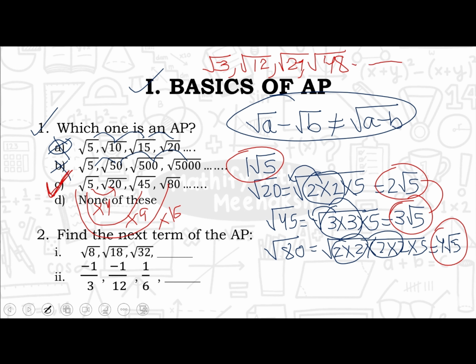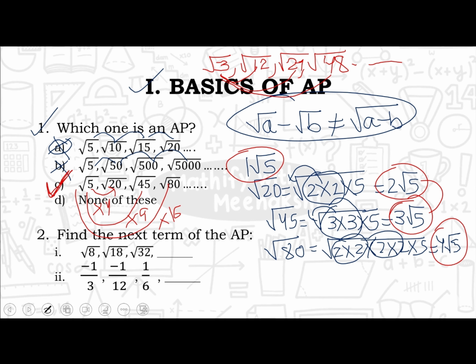How do we check? 3 into 4, 3 into 9, 3 into 16. So I'm just telling you this trick also, that whenever you have roots, just check this sequence. If you have this sequence, into 4, into 9, into 16, it's always an AP. So the correct answer is option C here. Let's move to the second question.